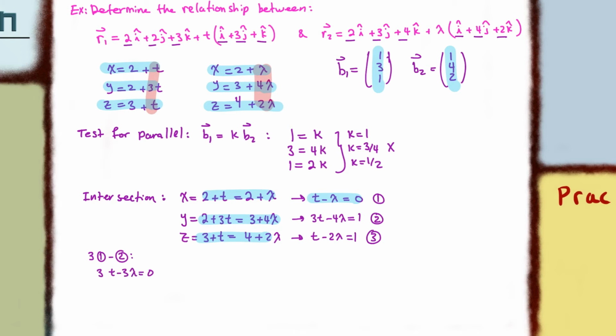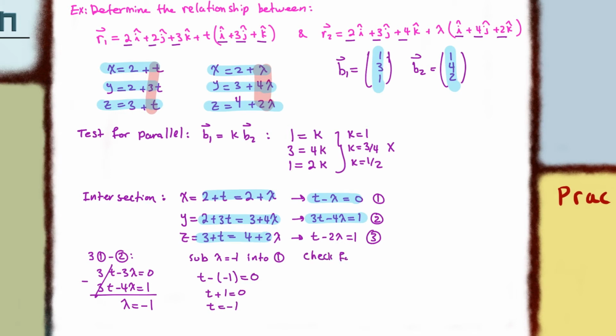So for using 1 and 2, I'm going to use elimination, so multiply equation 1 by 3 and subtract it from equation 2. It cancels out the t's, and I will get lambda is equal to negative 1. Then I will substitute lambda equals negative 1 into either equation 1 or 2, and I will get that t is equal to negative 1 as well.